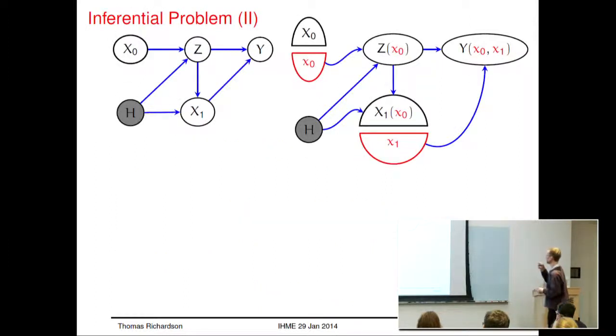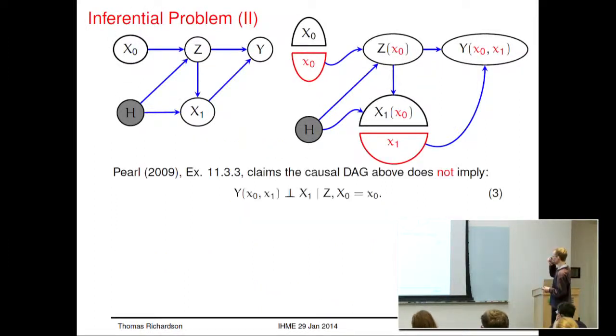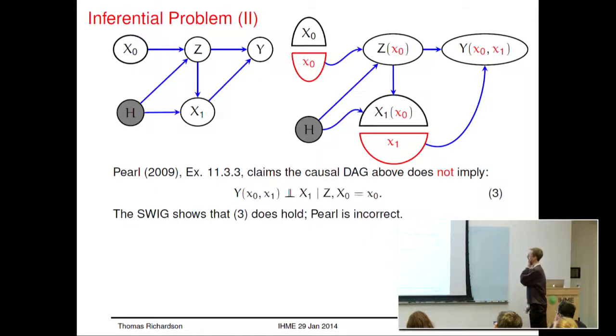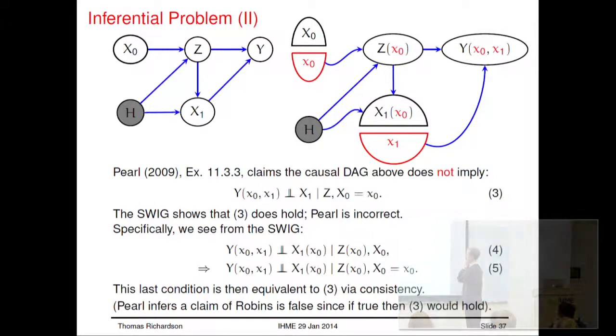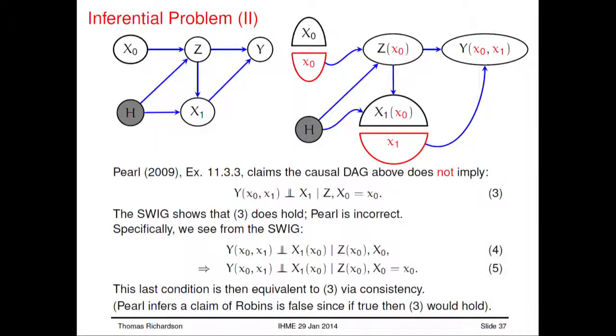Okay, so here, going back to this inferential problem, this is also sort of a claim that the calculus is easier to use. Pearl, and this is in the second edition of his book, claims that this graph over here does not imply independence. And we can just read off from this SWIG, with 2 lines of logic, that this conclusion is wrong. And the reason we can read it off is that we already inferred this. This was the example that we did from here.